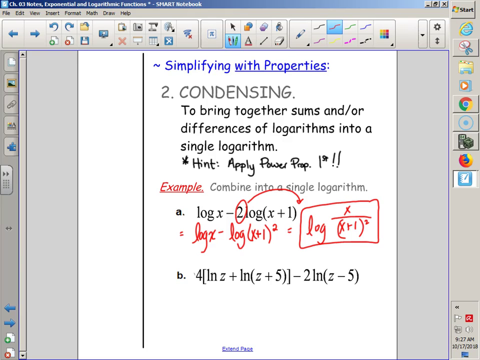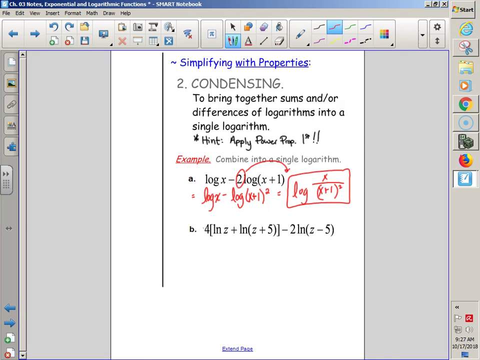How about letter B? Is there a power property in here? Oh, there's a 2. I see a 1 here, and who gets a power of 4? Because the addition would say multiply the 4. So multiplying the 4, wouldn't that mean both of them get the powers of 4? If your mind can legally make that jump, we can. The 4 would be times the ln of z, so ln of z to the 4th. The 4 would also be times ln of z plus 5, so ln of z plus 5 to the 4th, minus ln of z minus 5 squared.